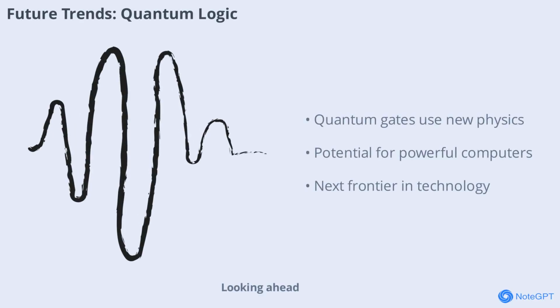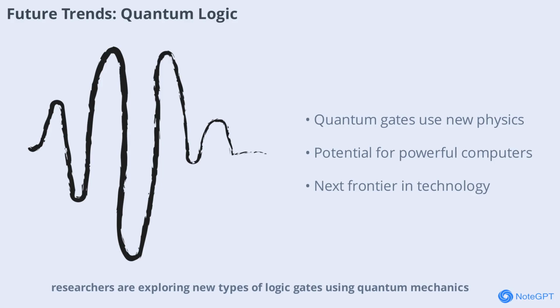Looking ahead, researchers are exploring new types of logic gates using quantum mechanics. Quantum logic gates can process information in ways that classical gates cannot, potentially leading to powerful new computers. While still experimental, quantum logic represents the next frontier in semiconductor technology.